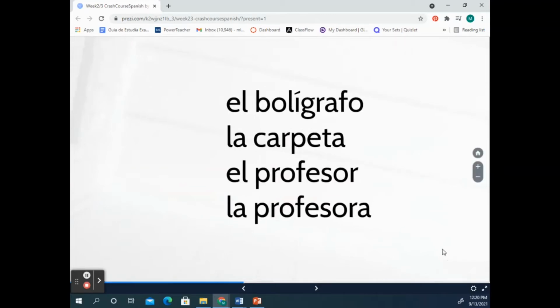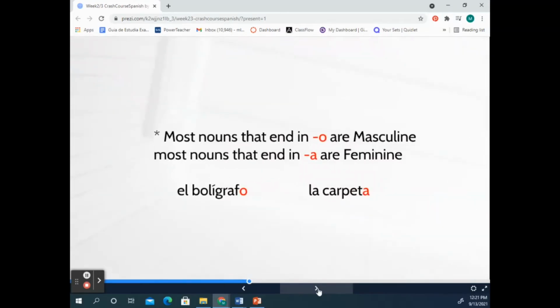So if we look at a couple of examples here, el bolígrafo, la carpeta, el profesor, la profesora, we can start to see some patterns between a few of these, looking at el bolígrafo and el profesor. We have el in front of both of these, and here we have la carpeta and la profesora. We have la in front of these, right? We can also see some other patterns here. If we're again looking at this one and this one here, we can see that they're both ending in an A. So let's talk about these details.